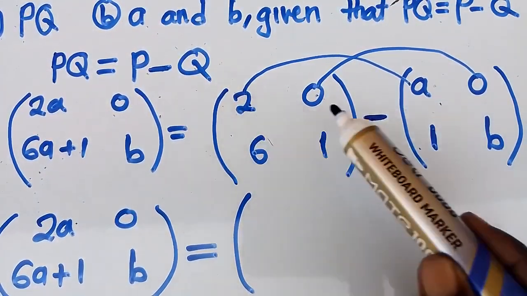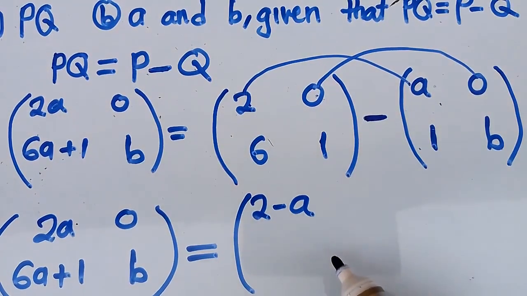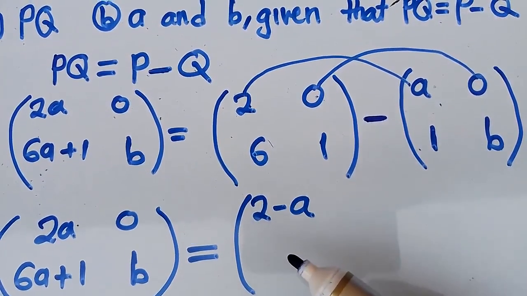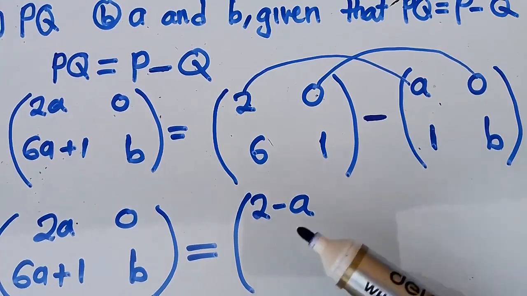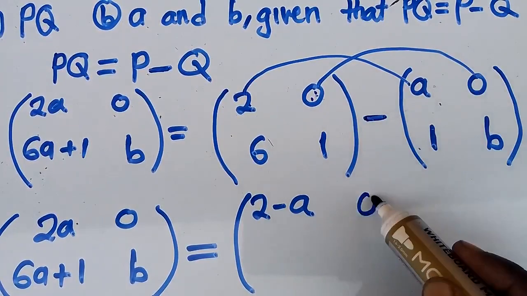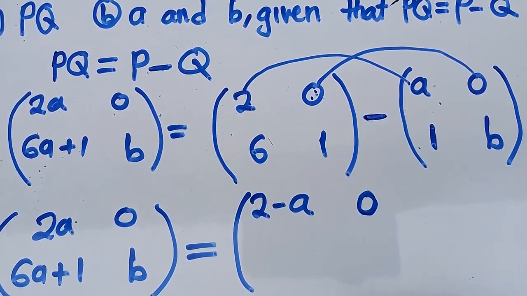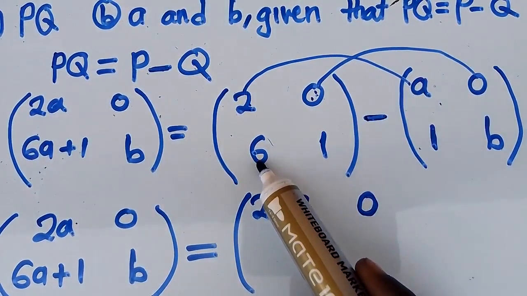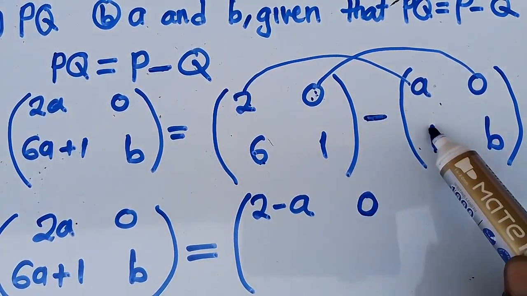So what is 2 minus A? This is the actual answer, because these are unlike terms. You cannot add or subtract them, so just write them like this. What is 0 minus 0? It is 0. So just put a 0 like that. You move to the next one. What is the next one? We go down. What is 6 minus 1? Its corresponding value is this one.